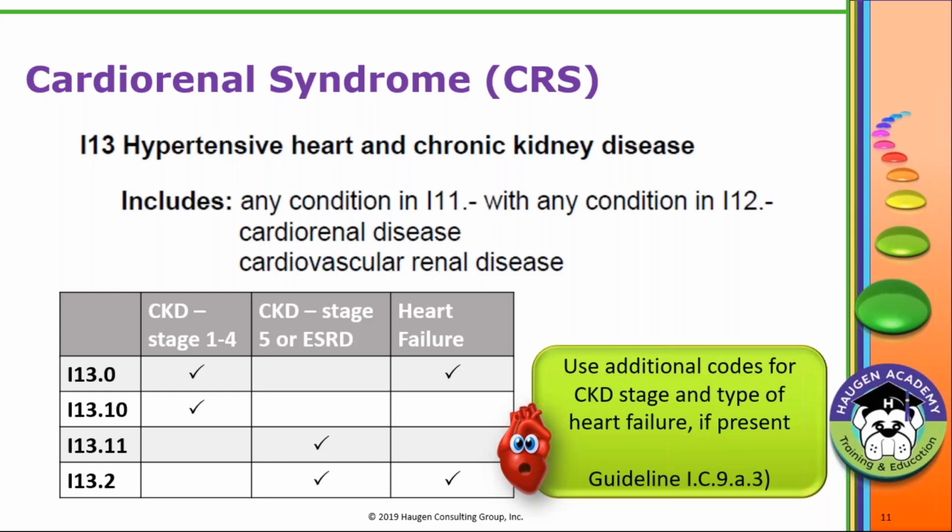So I13 is our category for hypertensive heart and chronic kidney disease. And again, we have this includes note that tells us that if we have any condition in I11 with any condition in I12, we are to assume and assign a code from category I13. Now, for those of us who've been coding for a long time, this probably doesn't seem like news. It probably seems like I'm rehashing old guidelines, but I will tell you that these combination codes are some of the biggest findings that we've been having on audits lately.